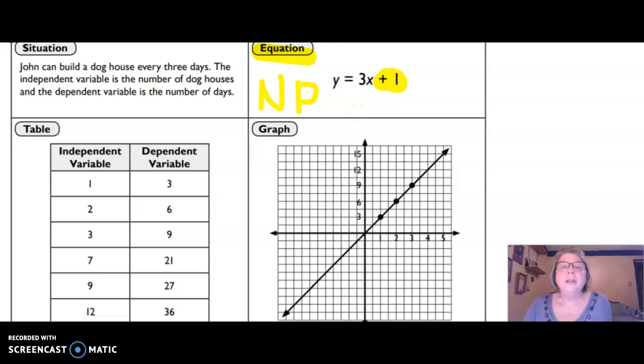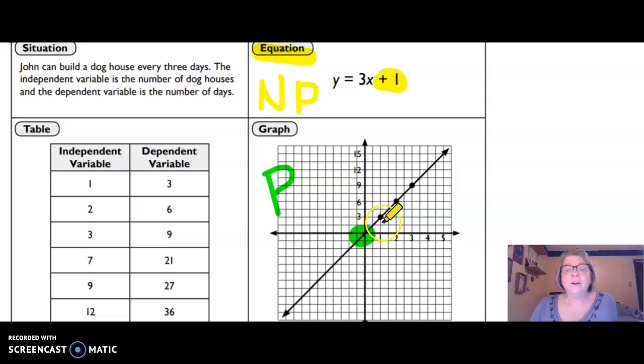Now I'm going to look at the graph, and I notice that the graph goes through 0, 0. So the graph is proportional. So these two don't go together. So I'm going to look at my other 3 representations, and I'm going to look to see if they have the numbers 3 and 1 in them, or if they just have the number 3.